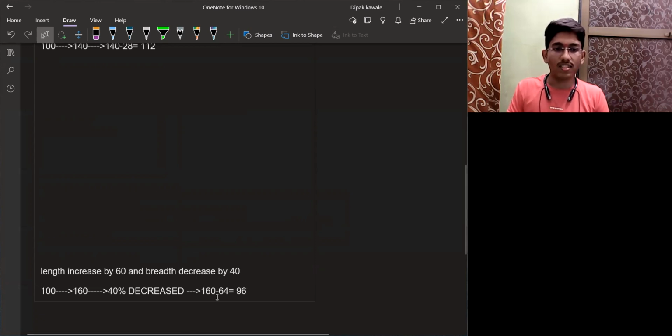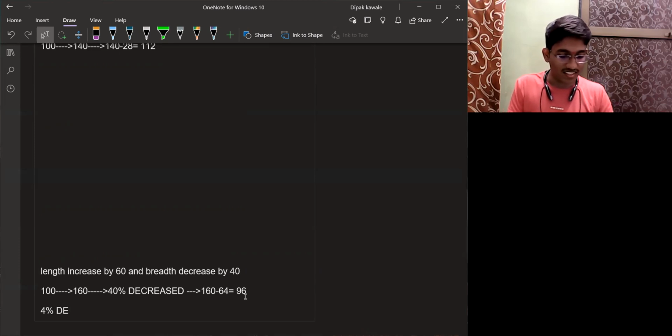Okay, from 100, 60 went, remaining is 4 more. 100 minus 4, 96. That means in this problem, the initial value is 100 and the final value is 96, so there is a 4% decrease.